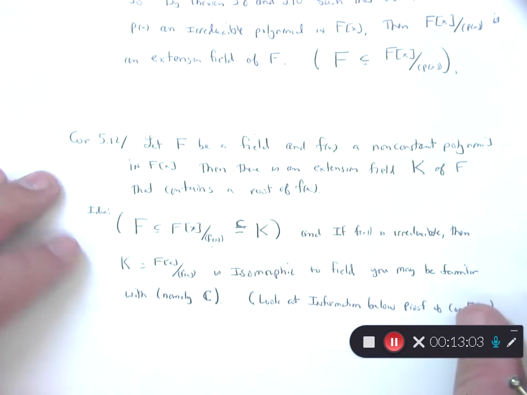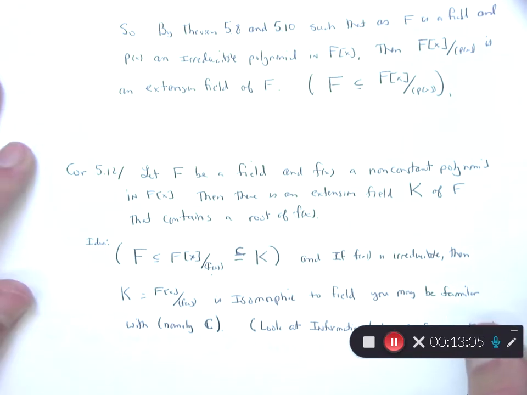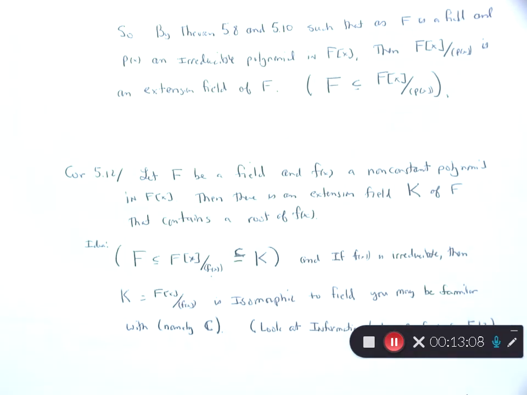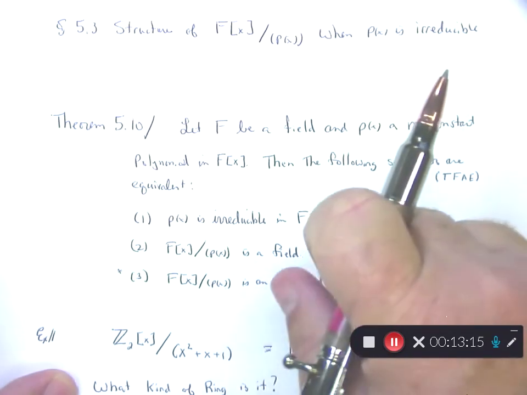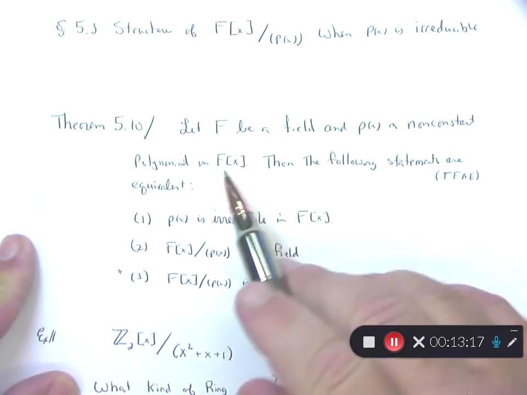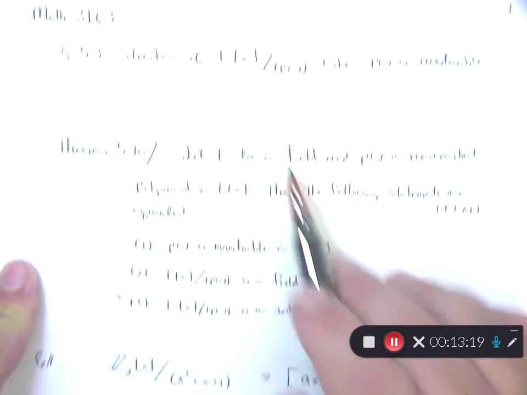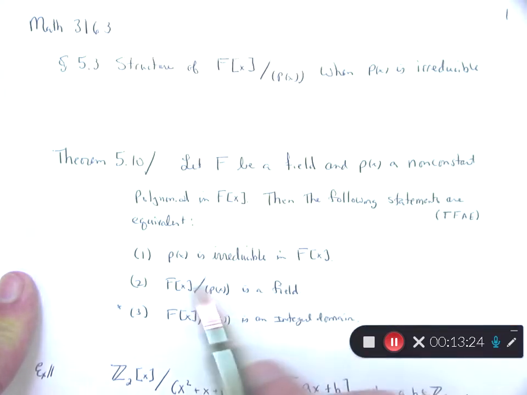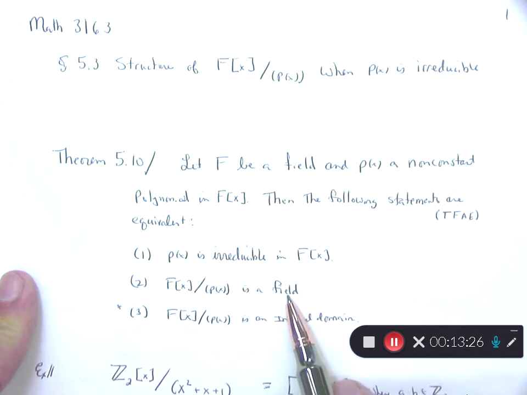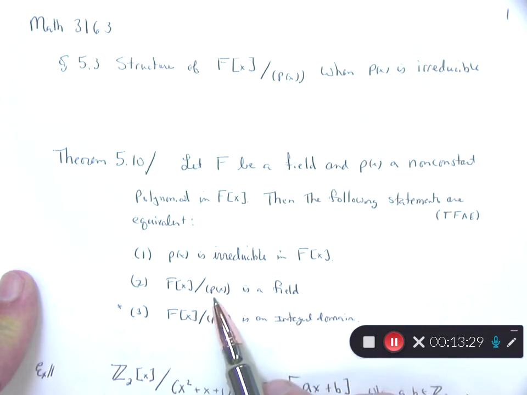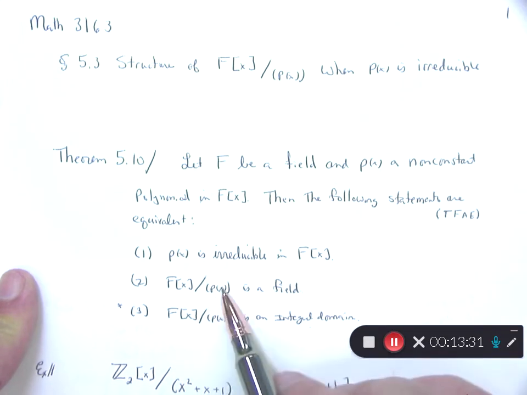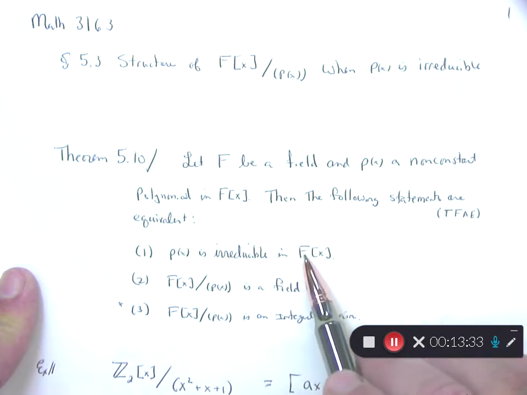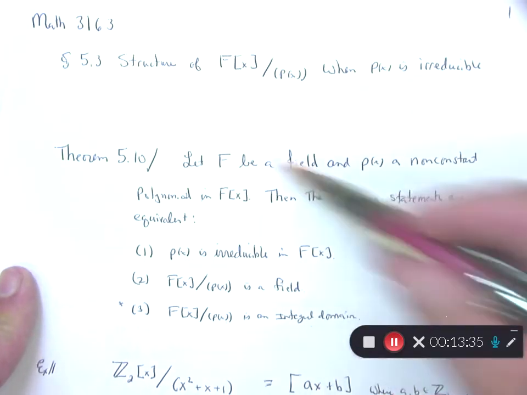So what was really important from section 5.3 is honestly theorem 5.10. This is a whole section about one theorem. The relationship between your congruence class F adjoint x modded out by p of x: when p of x is irreducible, F adjoint x modded out by p of x is a field. If F adjoint x modded out by some polynomial happens to be a field, that polynomial is irreducible in F adjoint x. So it goes both ways. This is the main idea.